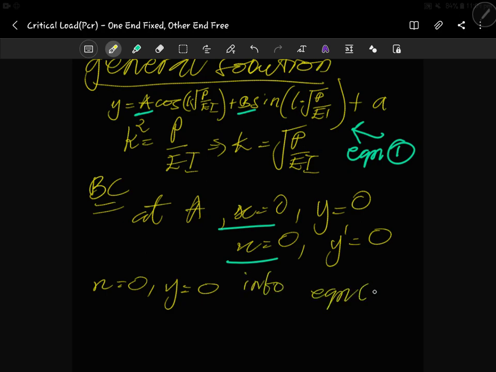Into equation 1, this is what we get. We get 0 is equal to A cos bracket L. We know that square root of p something to be equal to k, plus B.